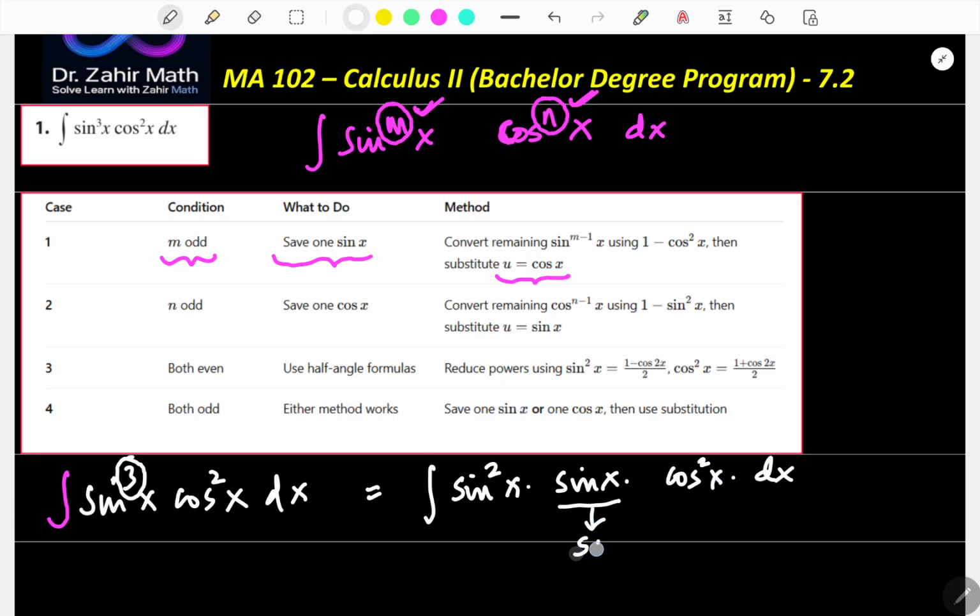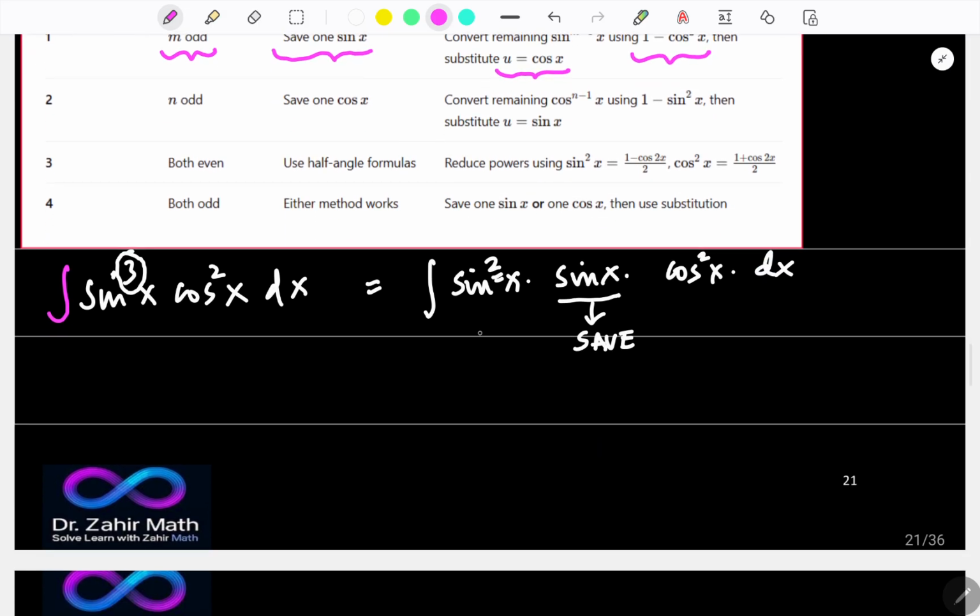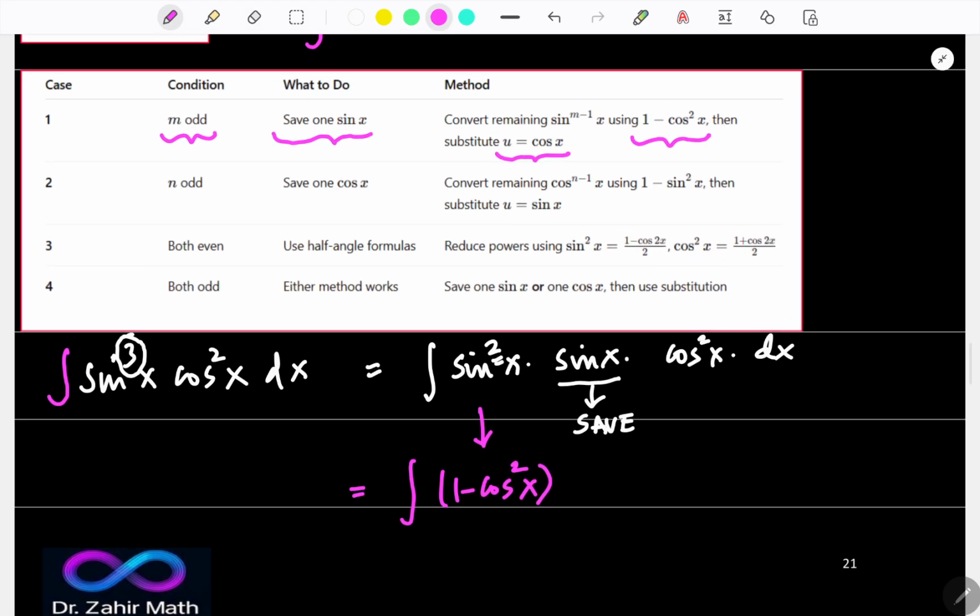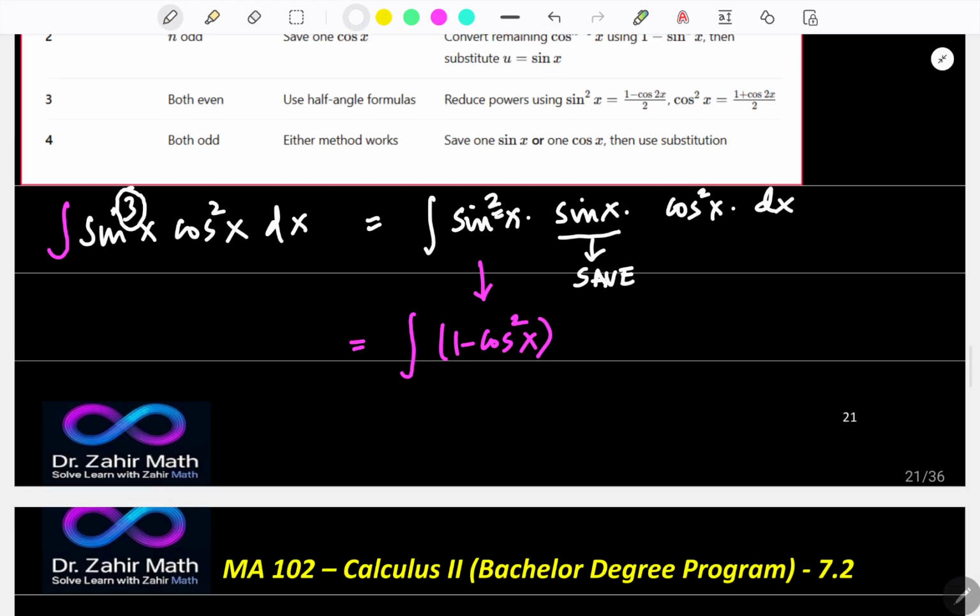They said save 1 sine x. So I'm saving 1 sine x. Convert remaining m minus 1. M is 3, so m minus 1 is 2. So 2, you are going to use it as 1 minus cosine square x. So this part I'm going to use as integral 1 minus cosine square x. That's it. And then next you are going to go for the substitution method. So 1 minus cosine square x, sine x, and then cosine square x dx.